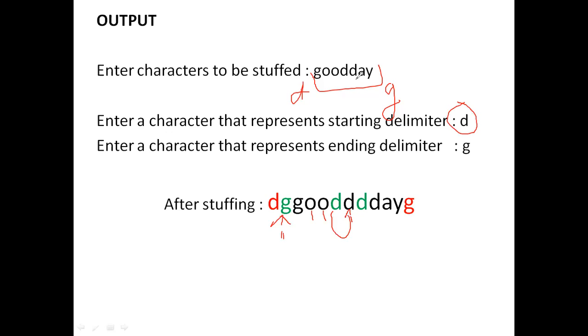And similarly in "good day", this D appears as part of the data, so again it is preceded by one more D. Whatever characters are displayed in red color are the ones stuffed in the data, and the red color also indicates the starting and ending delimiters. So this way, when the starting and ending delimiters appear as part of the data, it can be overcome with the help of this technique. That's it for this stuffing concept.